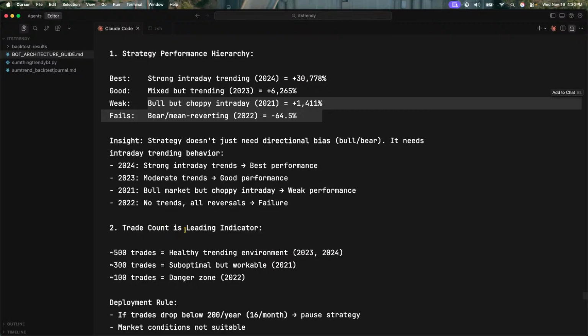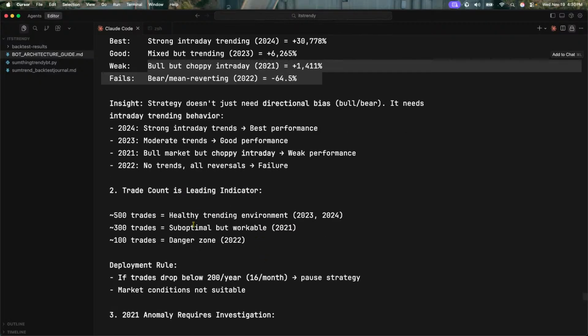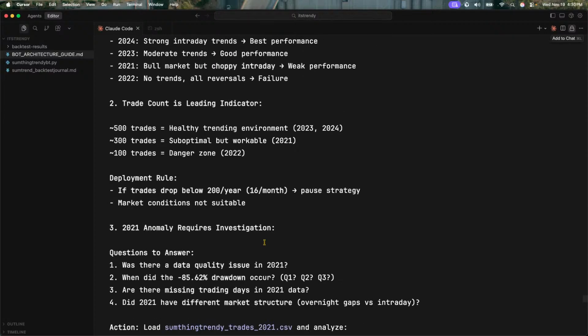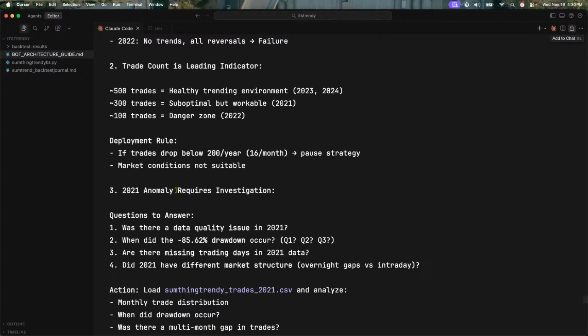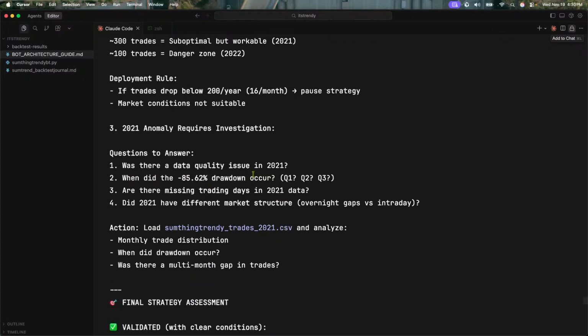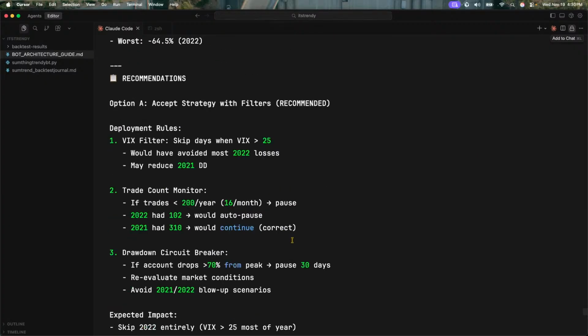The trend count is the leading indicator. A healthy trend environment was 23 and 24. Suboptimal but workable was 21, and then the danger zone was 22. Development rule: if trends drop below 200 per year, 16 a month, pause the strategy. Market conditions are not suitable. 2021 was the anomaly and requires investigation. Questions to answer: did the 85% drawdown occur in Q1, Q2, or Q3? Or is it missing? Okay, get out my face.